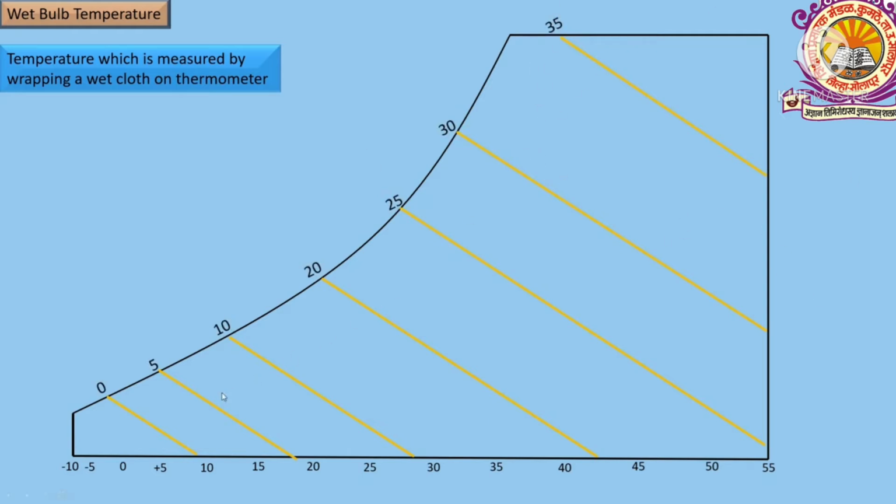The parallel inclined lines show the wet bulb temperature lines, and the scale is shown on the saturation curve, that is 0, 5, 10, 20, 25, 30, 35. On the saturation line we have to measure the wet bulb temperature in degrees Celsius.